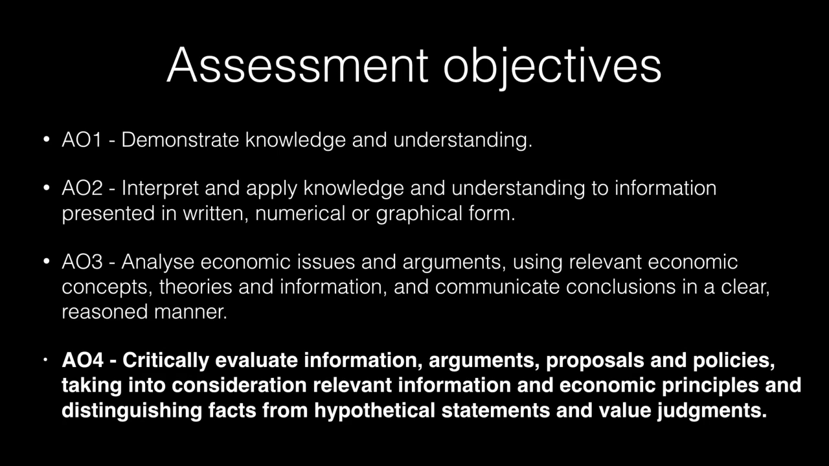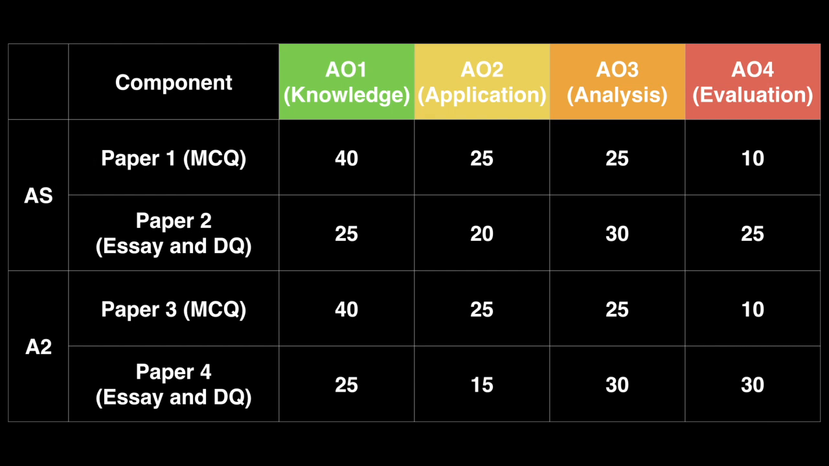We're going to take a look at how that breaks down by paper. Now, the first part of this, paper 1 and paper 2, is in the AS year. And you'll see that if you follow this chart across to the final column, for paper 1, only 10% of your marks are going to come from evaluation questions. And then for paper 2, about 25% of your marks are going to come from evaluation.